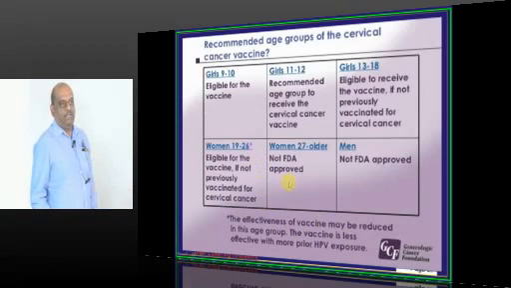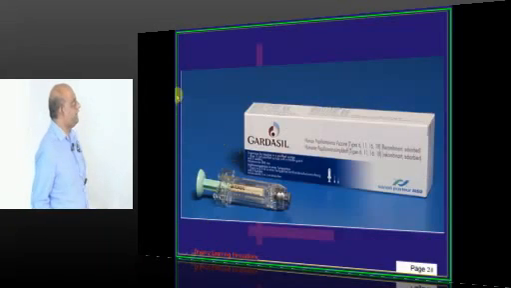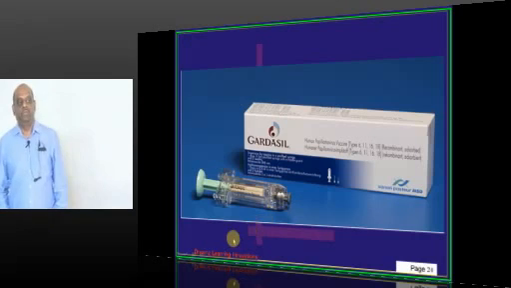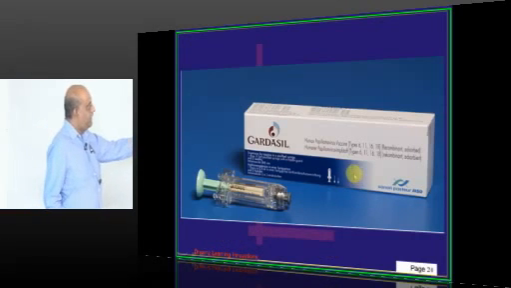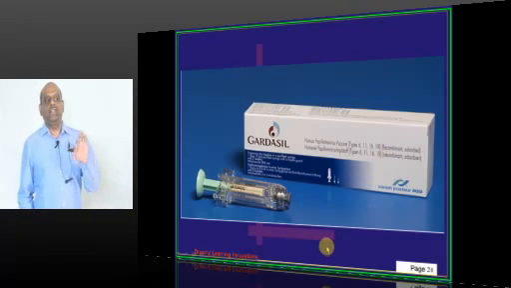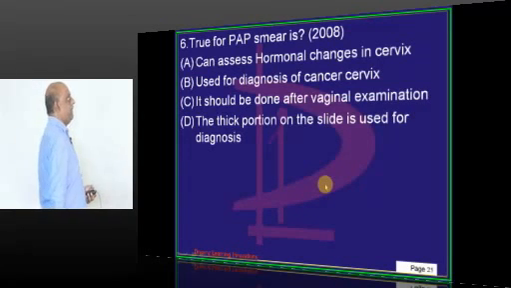And above 27, FDA didn't approve it, and in men also it did not approve. So this is the typical recommendation which you need to remember. This is the Gardasil vaccine, which typically contains 6, 11, 16, 18. They are the 4 strains in the Gardasil quadrivalent vaccine, which you have to remember.